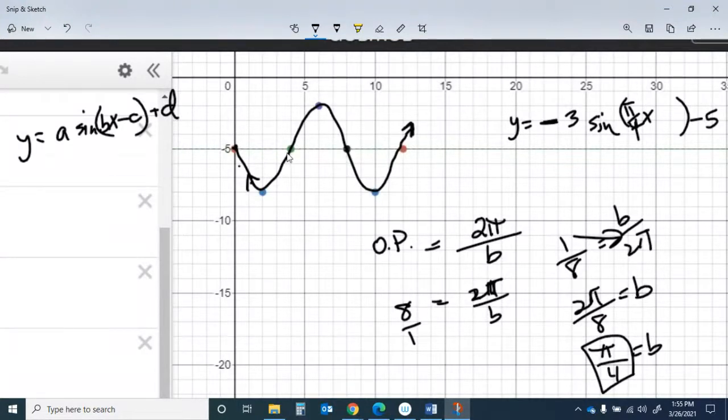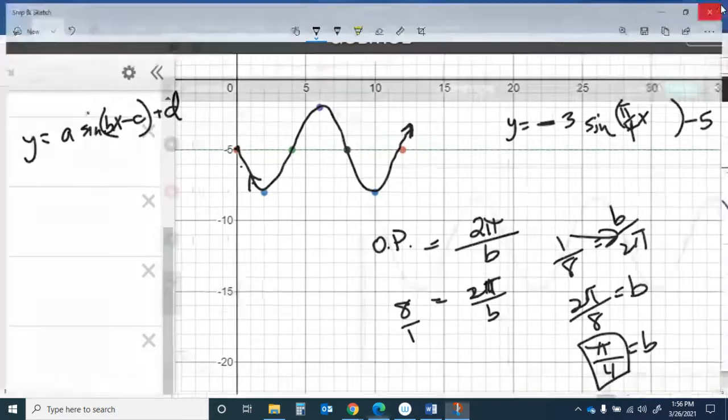I could have started here and ended here. It's still 8 units apart. You could have different stopping and starting places. Just need to complete the cycle, need to complete the period. And that was 8 units. Then I solved for b, and there it is, pi fourths. That was the hardest piece of the puzzle. There we go.